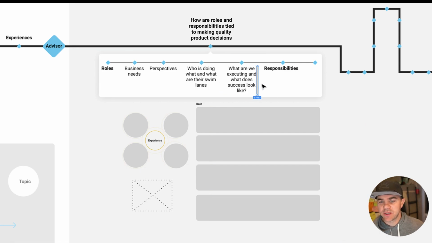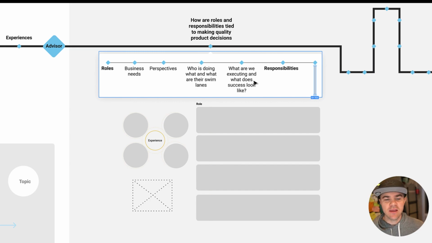And then the last one here is, what are we executing and what does success look like? So even though you have all the roles and responsibilities, you still want to know what we are actually executing. Because once you get to the idea of what needs to be executed, whether it's the design, whether it's the product requirements doc, whether it's the plan to get there, whether it's the actual code that you're going to have to write in order for it to work, right?